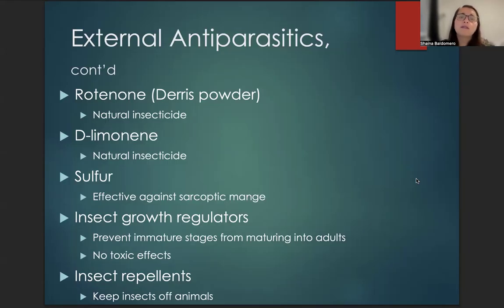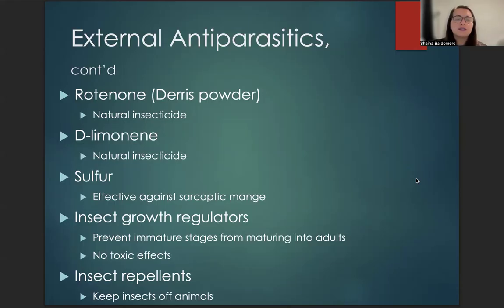Okay, we're going to continue looking at some more antiparasitics. We have diatomaceous earth powder, which is a natural insecticide. Pyrethrin, which is another natural insecticide. We can use sulfur, which can be effective against sarcoptic mange. Again, we'll talk about the different types of mange in a different class. We're specifically just looking at medications here that can help treat.